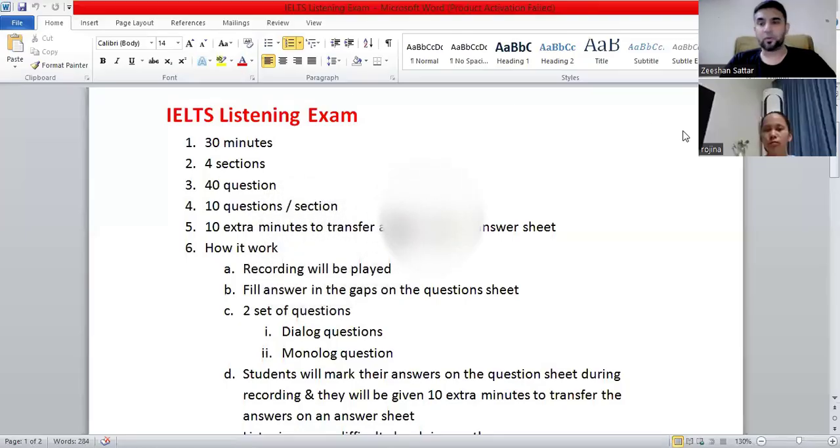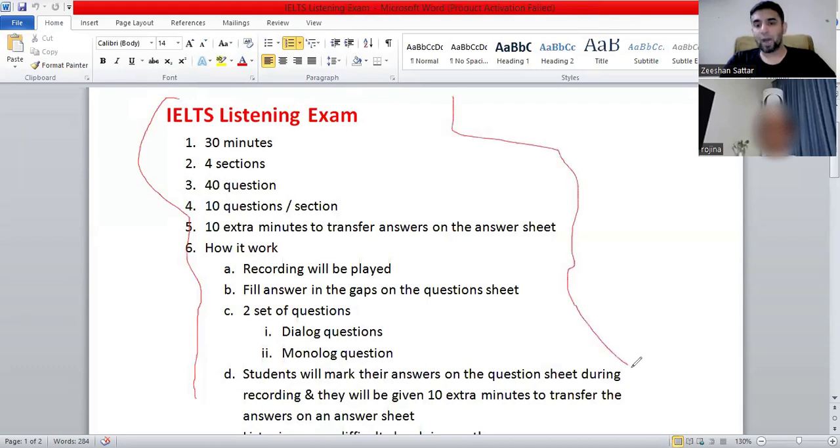So now, the IELTS listening exam, in front of you, is the descriptive layout. This descriptive layout will be available to you after the class as well. I will be sending you this whole descriptive write-up that I have written here after the class, so that you can print it out and keep it with you in your booklet. Your booklet contains some of these things as well.